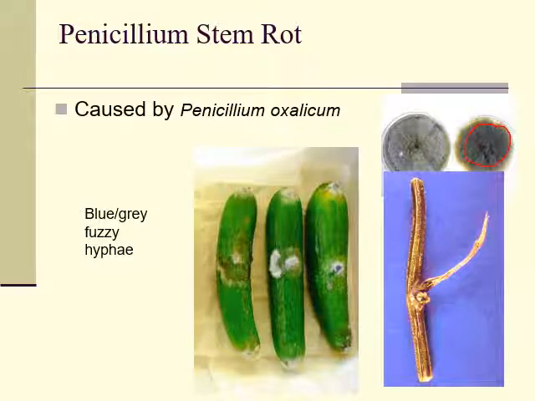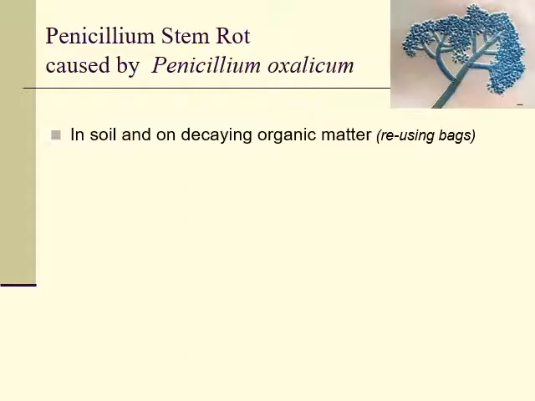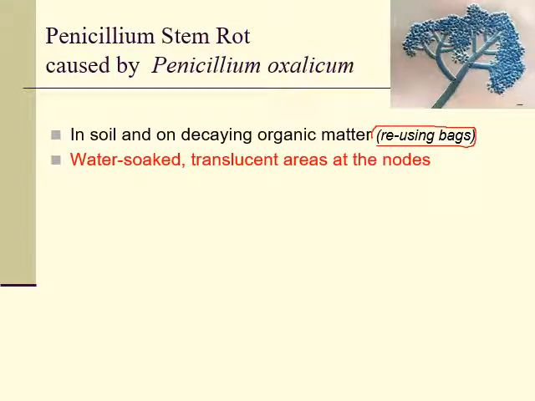On cucumbers, it erupts as blue-gray fuzzy patches, often near the ends. You can also get it in the middle of a stem or along a cut-off petiole from a leaf or a sucker that was not completely removed. It's often in soil and decaying matter. So again, if you're reusing bags, which is not uncommon in cucumber houses, if you're looking at water-soaked translucent areas along the inner nodes of your stem, then you have to be concerned that penicillium is growing in there.